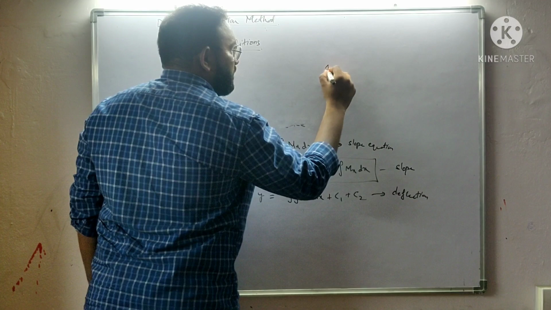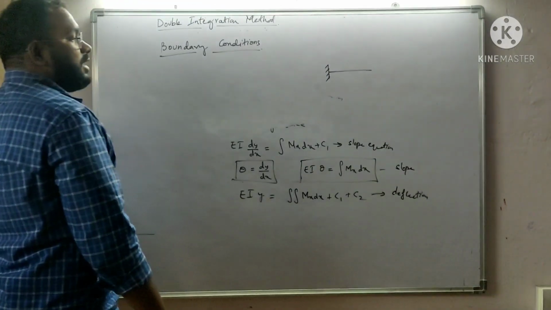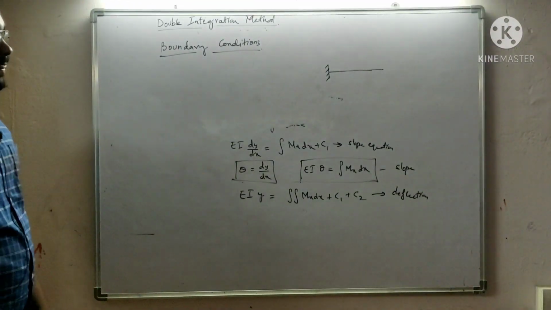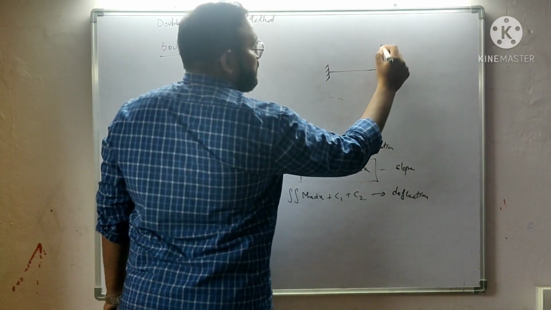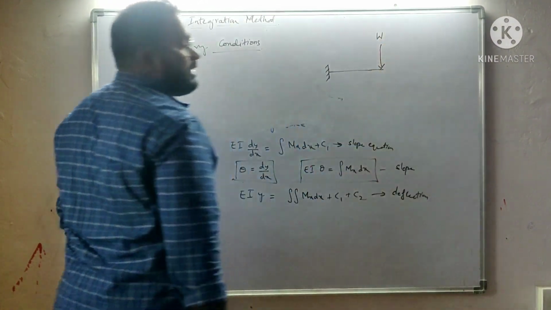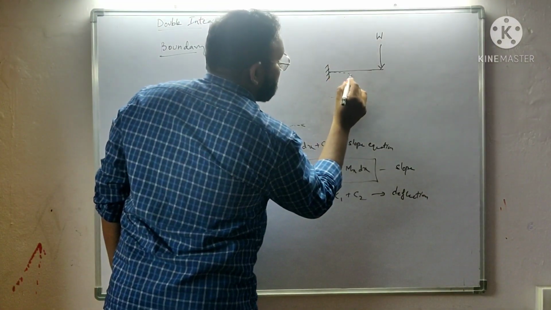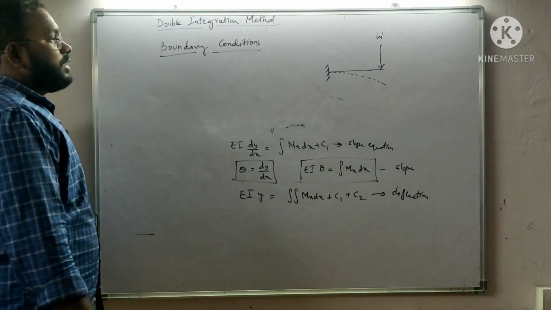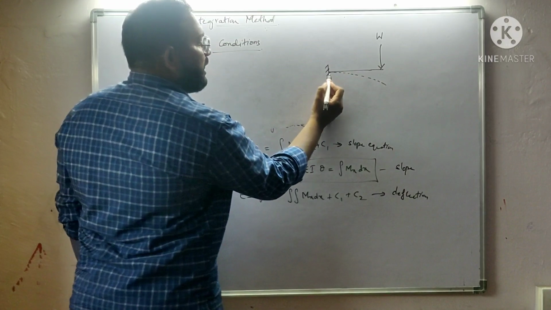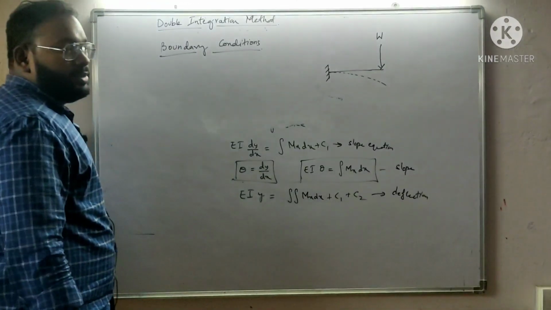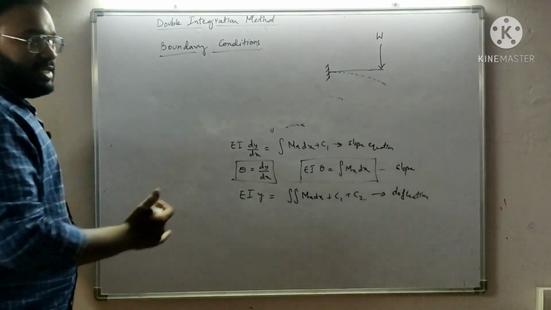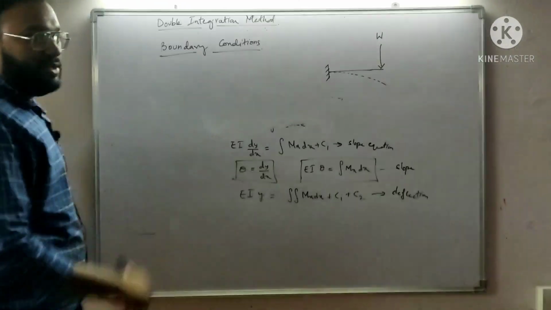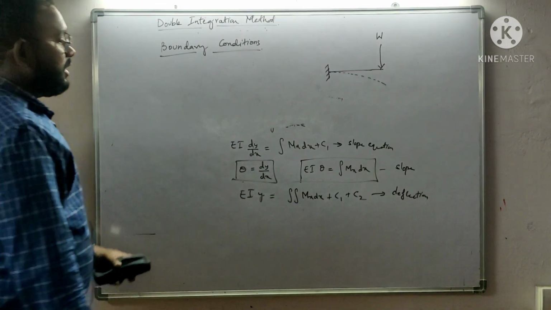Suppose consider a cantilever beam like this, which is a beam that has one fixed end and one free end. I am applying a point load of W at the free end. This is the deflected profile of the beam. The beam deflects in this manner, such that there is zero deflection at the fixed end, and there is no rotation. Remember, this fixed support won't allow any rotation or any deflection. So slope and deflection both are zero at the fixed end, whereas you have maximum deflection and maximum slope at the free end.